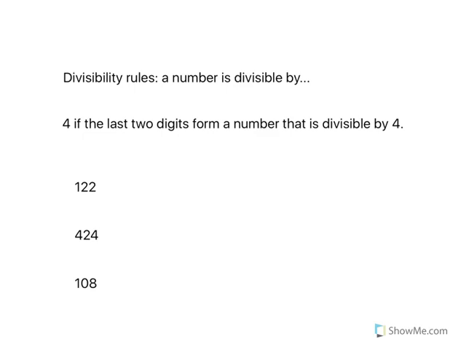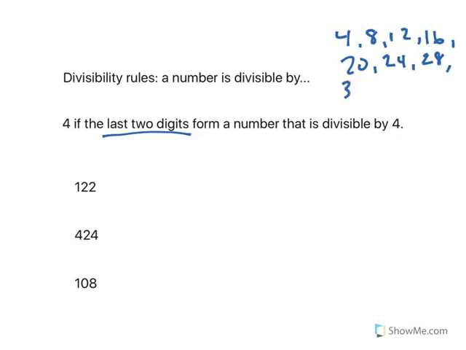All right, a number is divisible by 4 if the last two digits form a number that is divisible by 4. So we're going to look at the last two digits, and we're going to see if it's divisible by 4. So 4, 8, 12, 16, 20, 24, 28, 32, 36, and 40. All of those are divisible by 4. And if we need to go higher, we can.